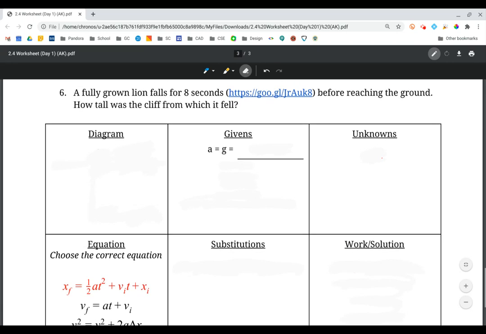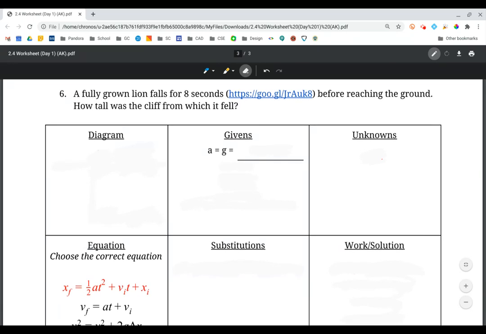For the last question, it says a fully grown lion falls for 8 seconds before reaching the ground. How tall was the cliff from which it fell? And so we have a couple of things circled here. 8 seconds is time. The ground, we're going to say, is a specific position. And then "falls" actually tells us what kind of acceleration the lion is feeling.